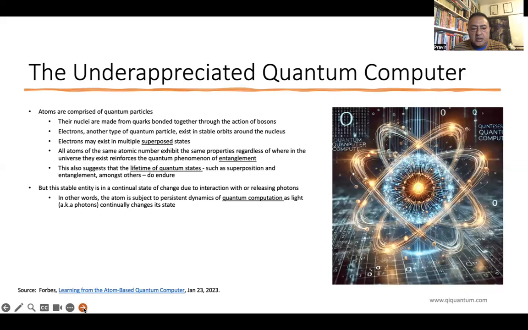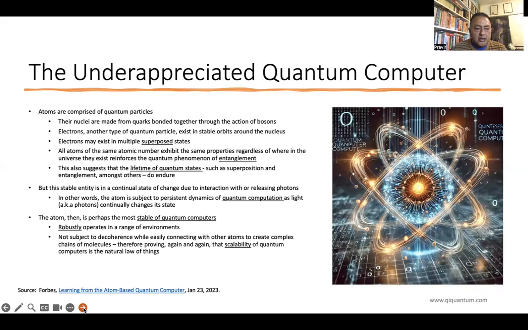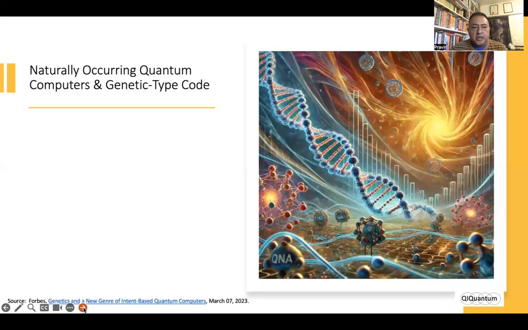And so, in other words, the atom is subject to persistent dynamics of quantum computation. And at the same time, it remains entirely stable. So we know that atoms operate robustly in a range of environments. We also know that atoms are completely stable because we have the proof of that with molecules, with molecular chains, with cells that are all essentially created by connecting trillions of atoms together. So the question is, if the atom is a naturally occurring quantum computer, then what's it computing?